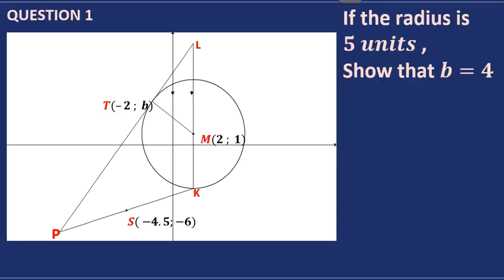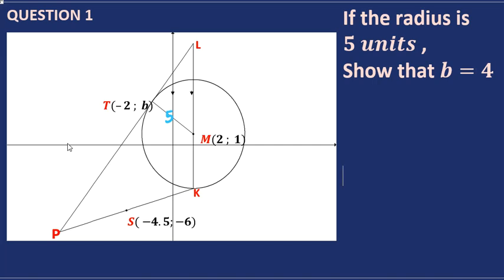Going to question 1. We're told that the radius is 5 units and we need to show that b is equal to 4. So the radius is the distance from the center to the circumference, so that is 5. Okay, so using the distance formula, we can prove that b, which is the y-coordinate of T, is indeed equal to 4. So let's do that.